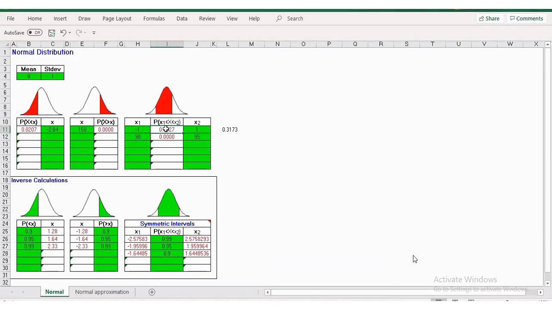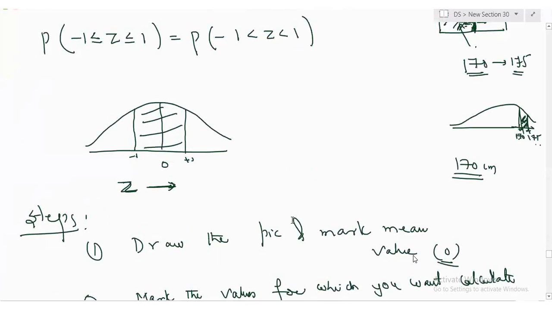Yes or no? Again, what have you guys done? -2 to 2. That's the answer you guys got. And again, you guys have done -3 to 3. Sorry, this is 0.9973, not 27.